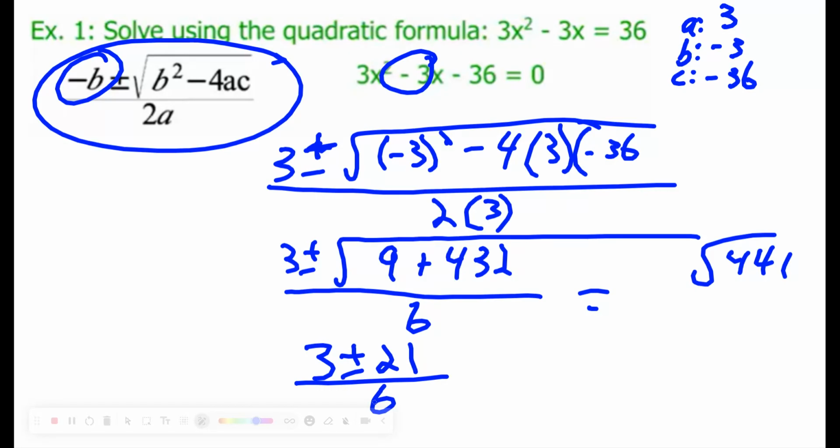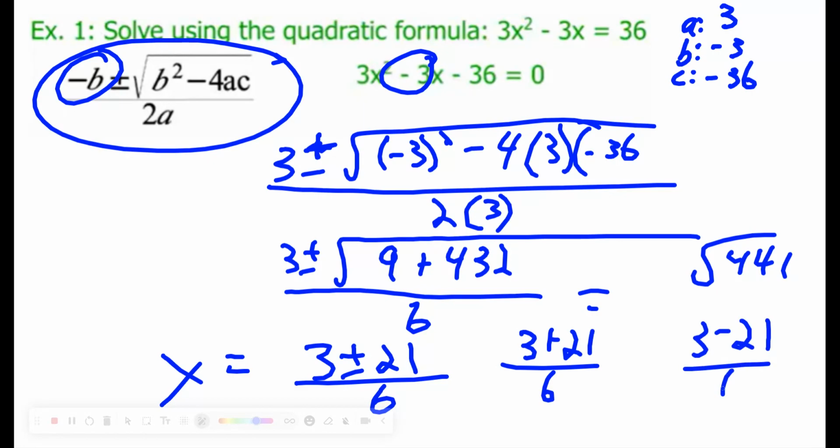Remember, we're going to have multiple solutions oftentimes with x, two solutions. So x equals 3 plus or minus 21 over 6. So we'll do 3 plus 21 over 6 and 3 minus 21 over 6. 3 plus 21 over 6, that'd be 24 over 6. 24 divided by 6 is 4.